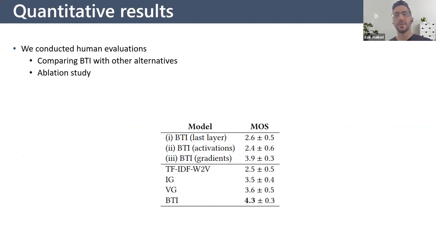Since we do not have ground truth annotations for explanation, we have conducted human evaluations and reported a mean opinion score for each method. The human judges score the explanation retrieved by BTI and other baseline techniques, along with three different ablative variants of our method. As can be seen in the table, our full method yields sizable gains compared to all other alternatives.